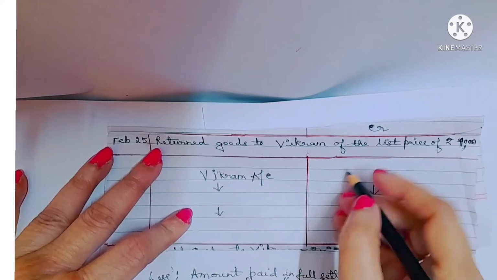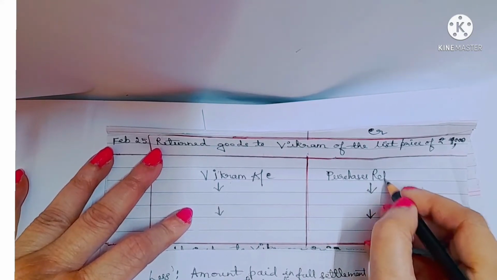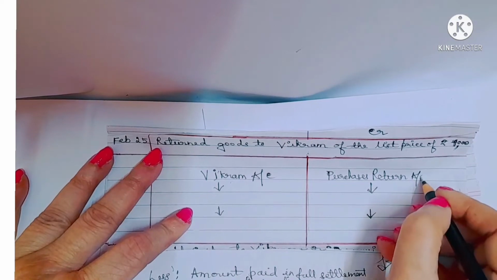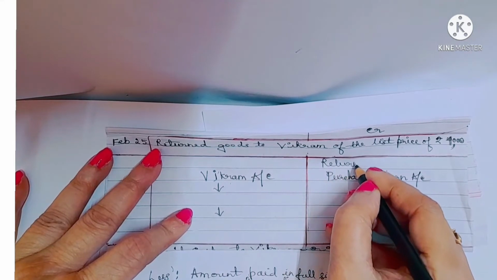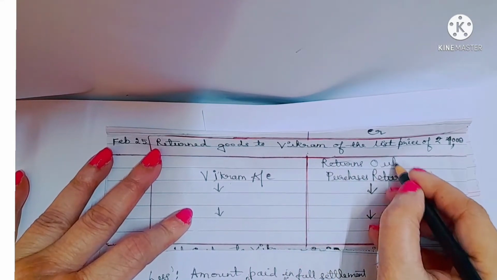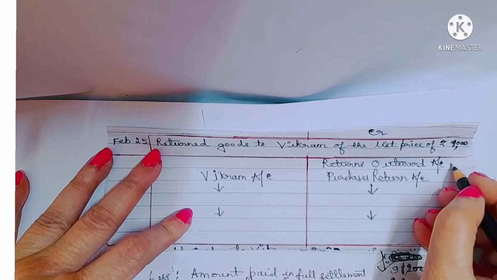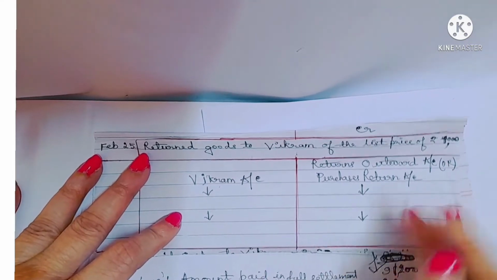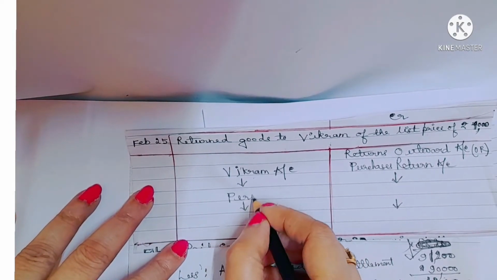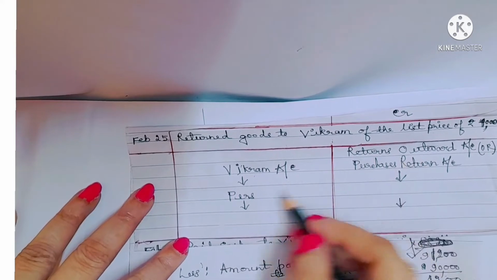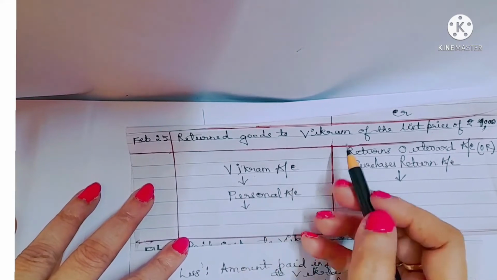Another will be purchases return account or returns outward account. Both mean the same thing. Purchases returns account or purchases returned account. Vikram always falls under personal account. Remember, I'll do the calculation while I'll be doing the journal. Personal account. Return goods to Vikram, the seller.